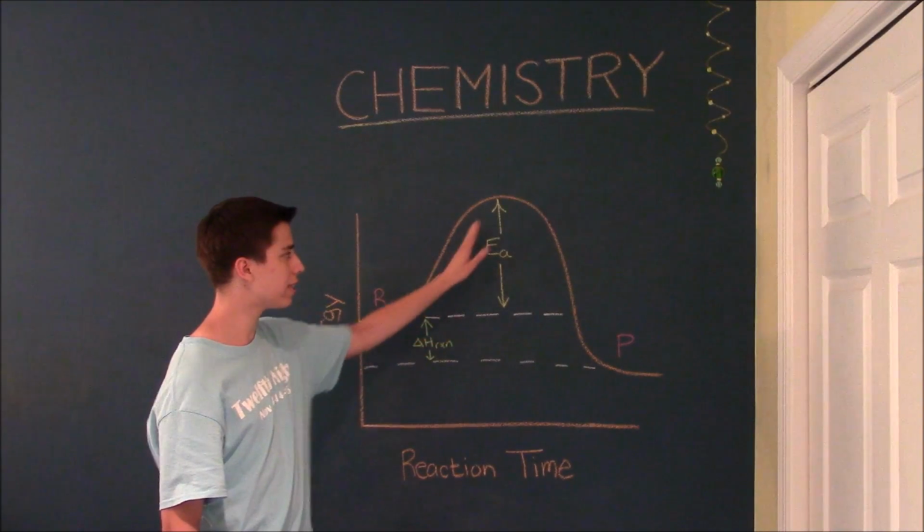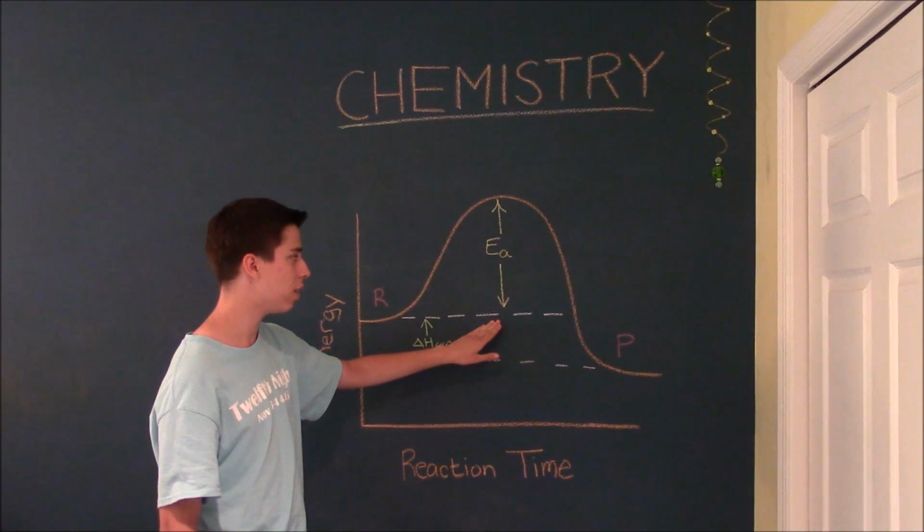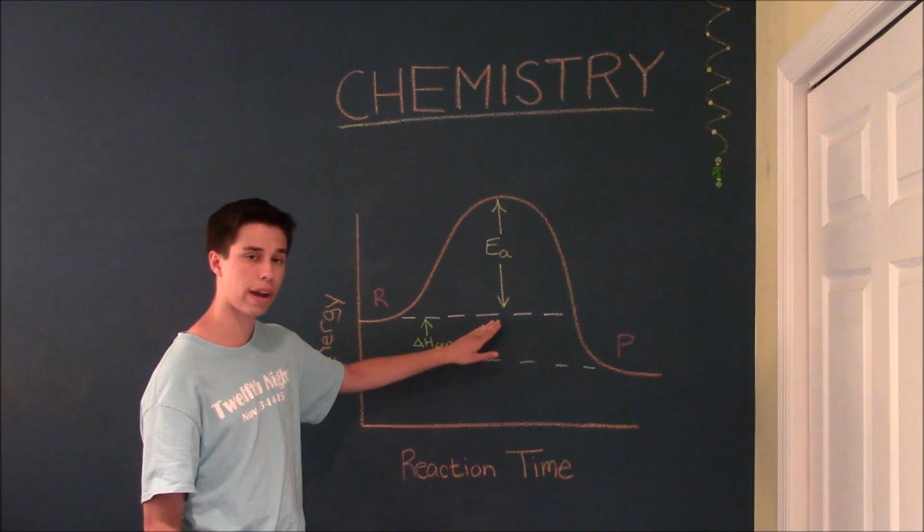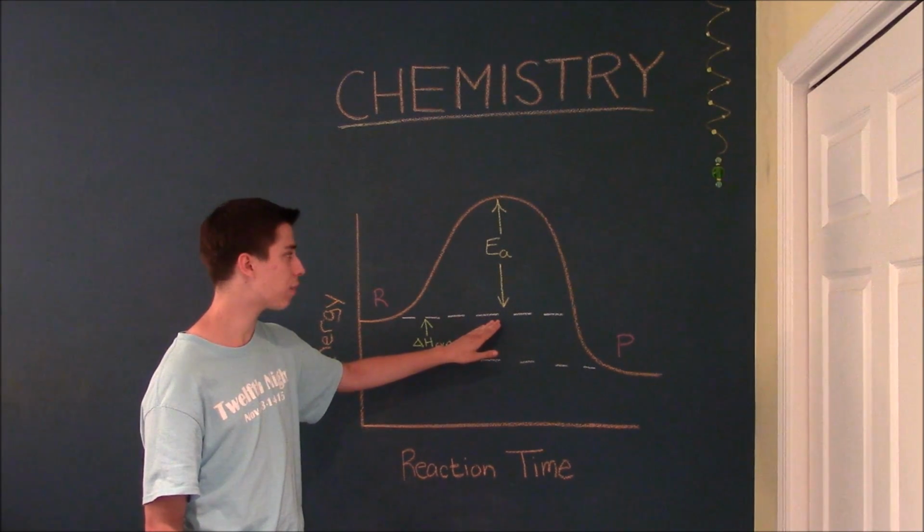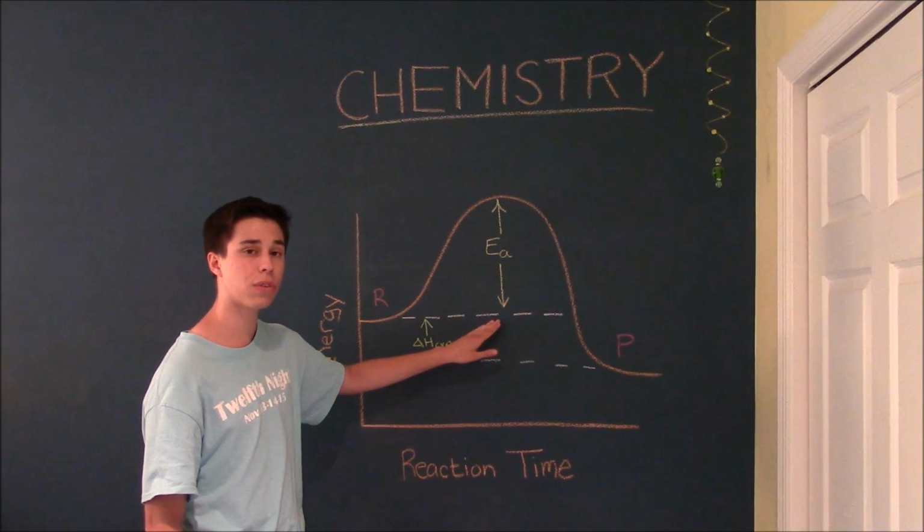As you can see here, this hump represents the activation energy, which is the minimum amount of energy required for the reaction to occur. If the reactants cannot overcome this energy, or if there is not enough energy in the system, the reaction will not occur.